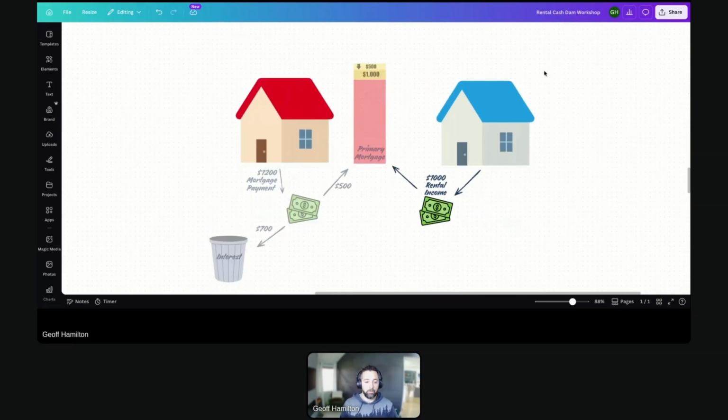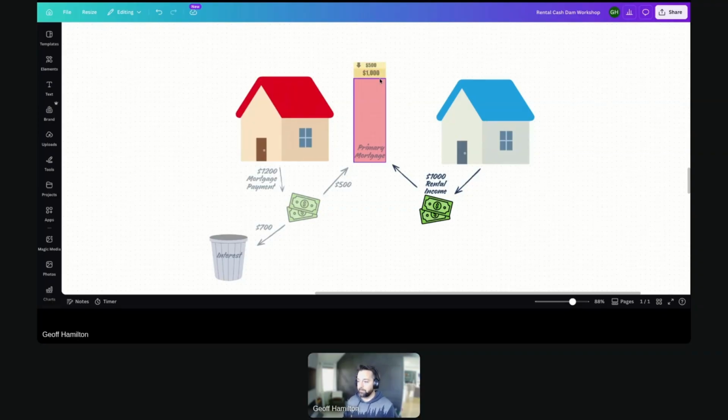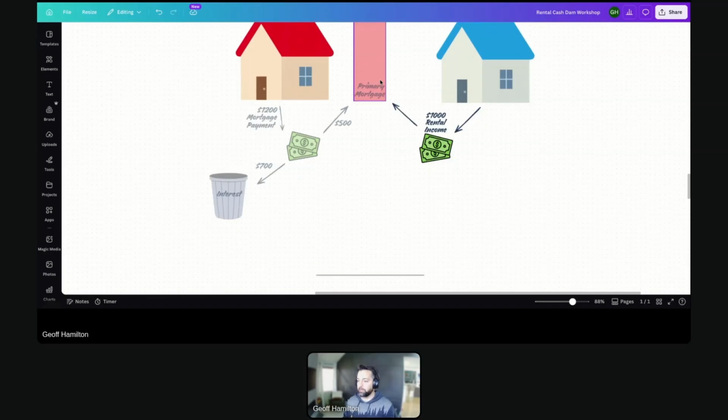Now, same with your rental income. Your rental property is going to generate some rental income. In this case, we're going to say it generates $1,000 of rental income. So you take that rent that you receive from your tenants, and you're going to apply it directly to your primary mortgage by means of prepaying it. So now you can see the primary mortgage has gone down by $500 from our mortgage payment and another $1,000 from our rental income. Okay, step by step, we're going to make this super simple.